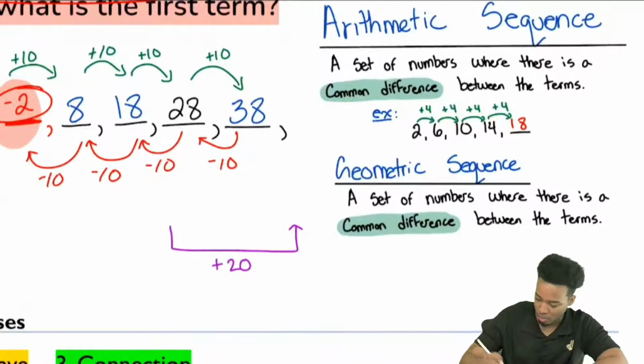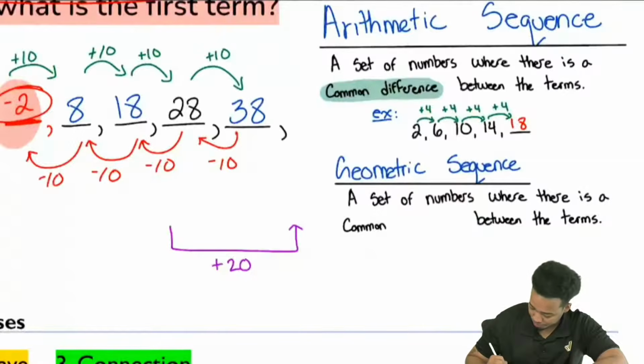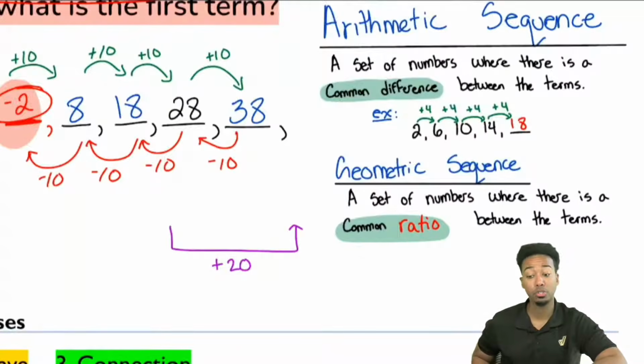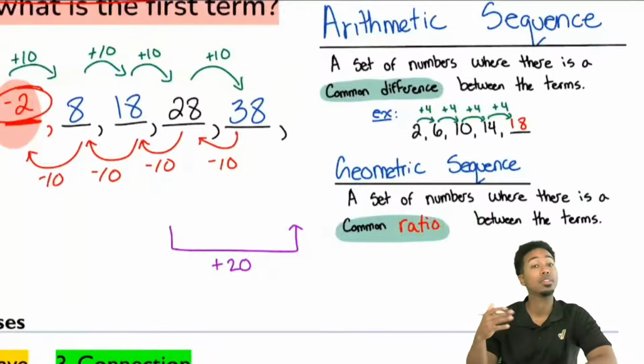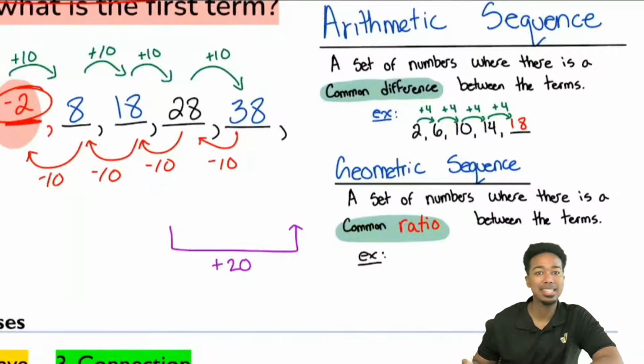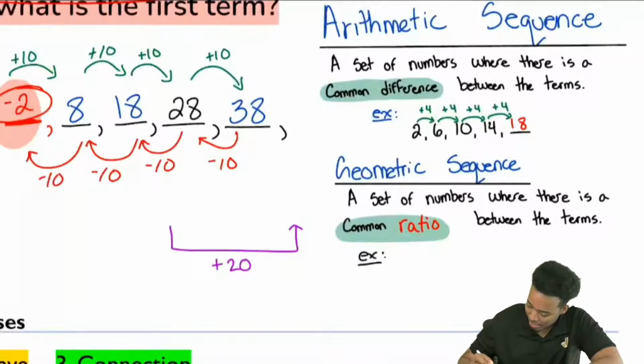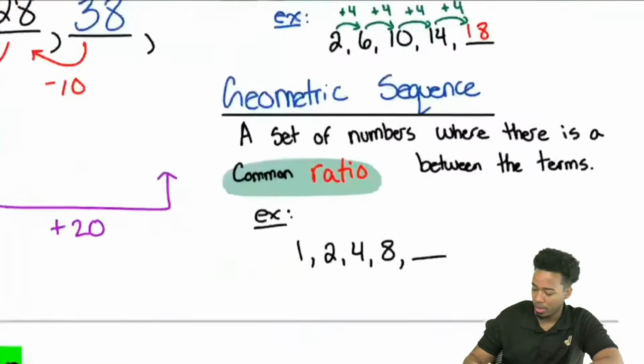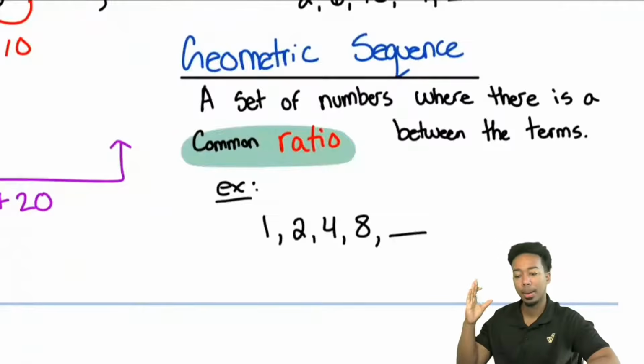So let me just erase right there. And that'll be a common ratio right there. A common ratio. So an example of this would be right here. And if we had this set of numbers here, if we had, let's say, we have 1, then 2, then 4, then 8, what would the next term be?